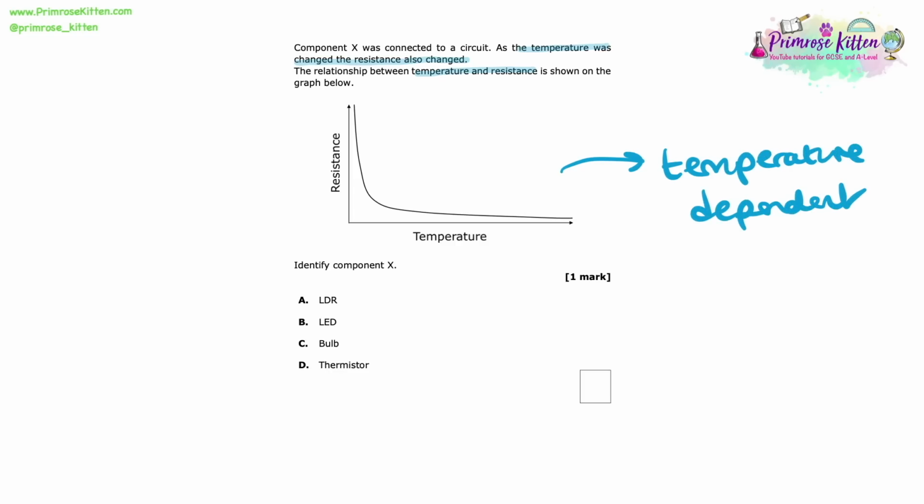So we need to remember what the name of a temperature-dependent resistor is. And looking at these options, it is the thermistor, D. So D is our answer.